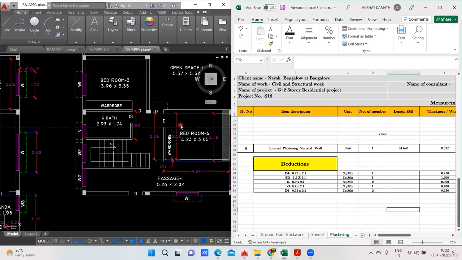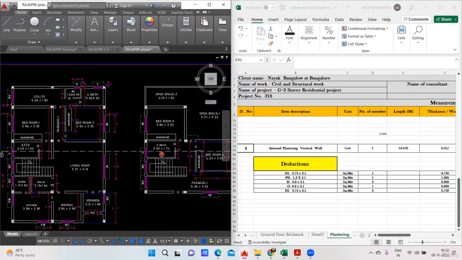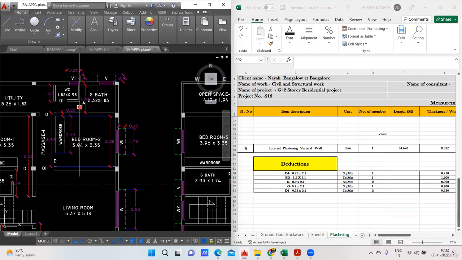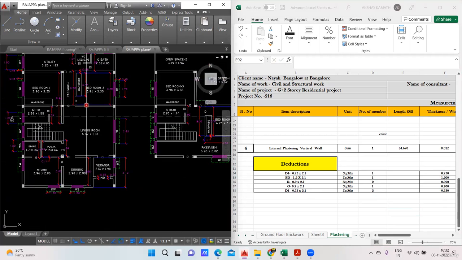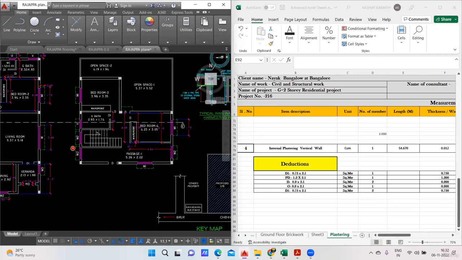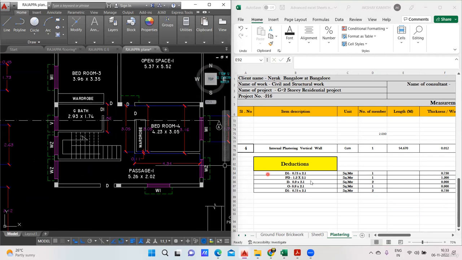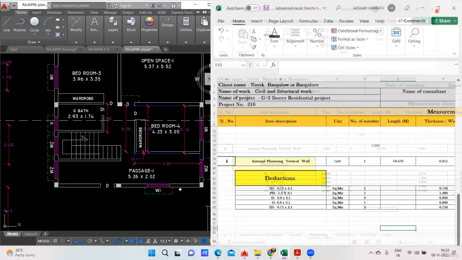Why? See, one D1 is here in vertical. One D1 will come here. This is D1. Other than that, we don't have any D1. In first floor again, this is also vertical. So this is D1. So two D1 will come. Got it? Fine. So once you understand that, everything is done.